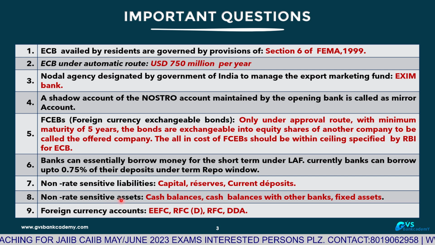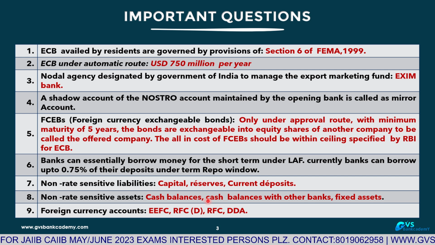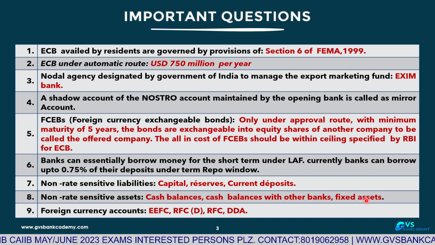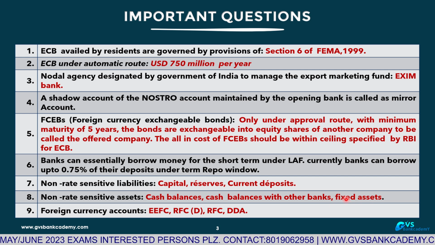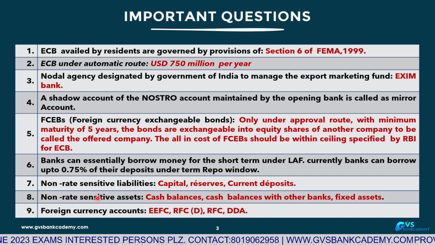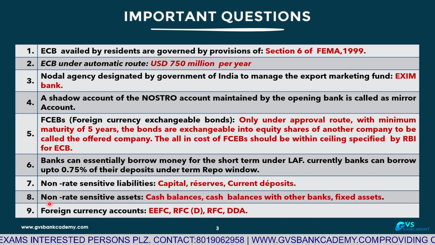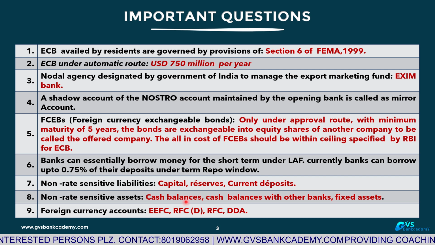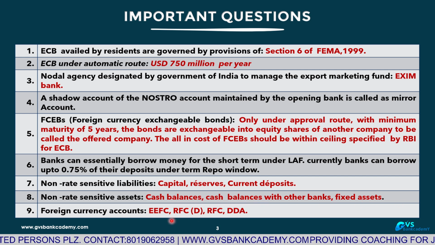Non-rate sensitive assets: cash balances with branches, cash balances with other banks, fixed assets, other assets are all non-rate sensitive. Rate sensitive means whenever there is a change, the rate of interest may change. Non-rate sensitive means even if there is a change in interest, it is not going to affect cash balances, cash balance with other banks, fixed assets, other assets.